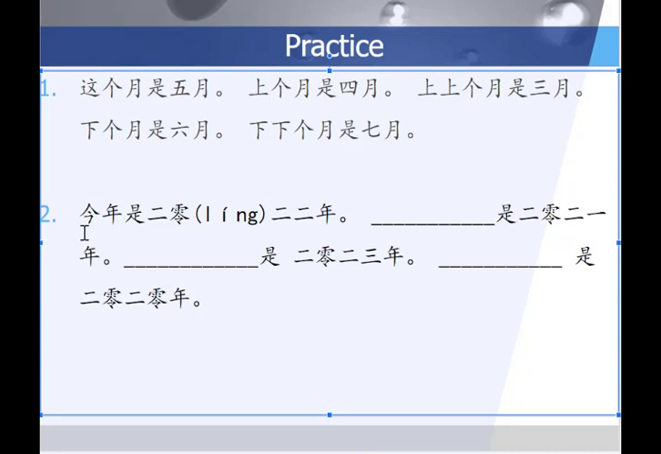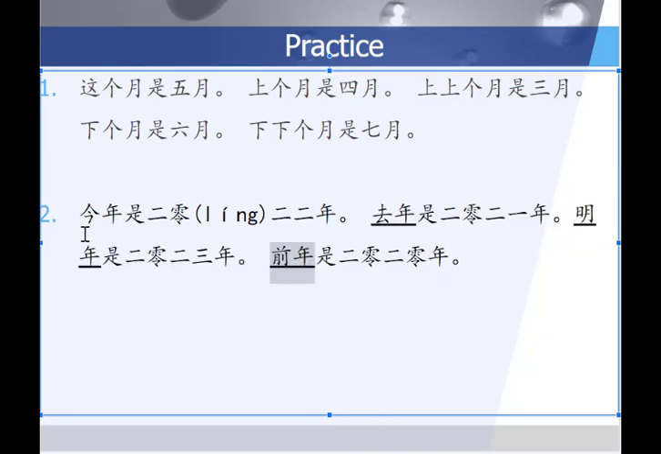Okay, now let's look at the next one. 今年是2022年. This year is the year 2022. And so you have to fill in the blank for 2021, 2021年, and for 2023年, and for 2020年. Pause now and give it a try.